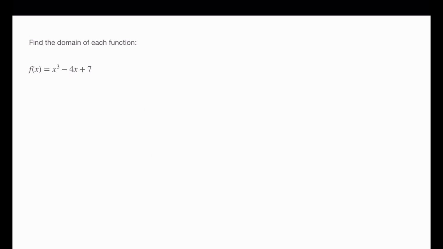Here's another one. f of x equals x to the third minus 4x plus 7. This equation is a polynomial. We don't have any square roots or other even roots like fourth roots. We don't have any fractions. And so what that means, at least at this stage in the course, is that we don't have any restrictions. I can plug anything I want in for x. We're never going to get an error or an undefined by plugging a value in.